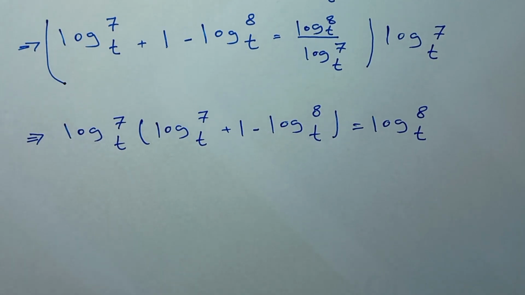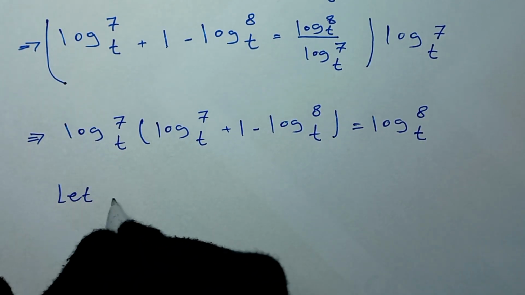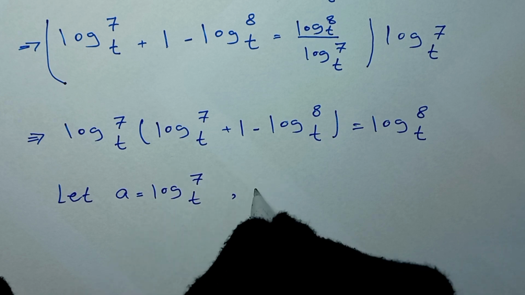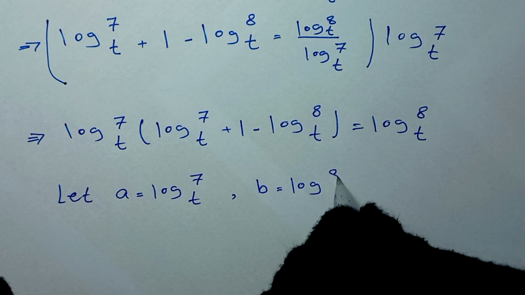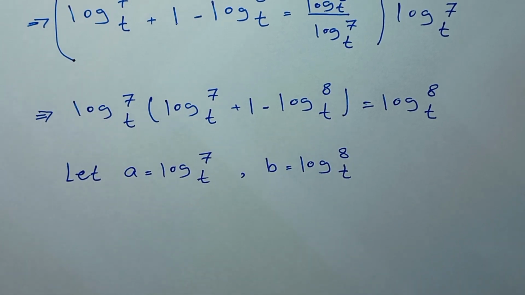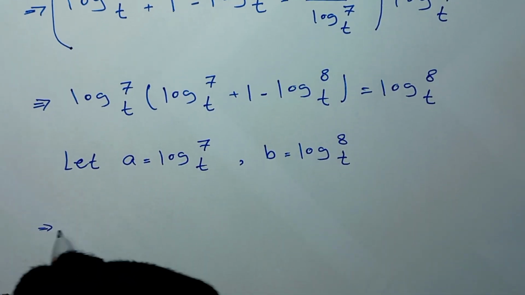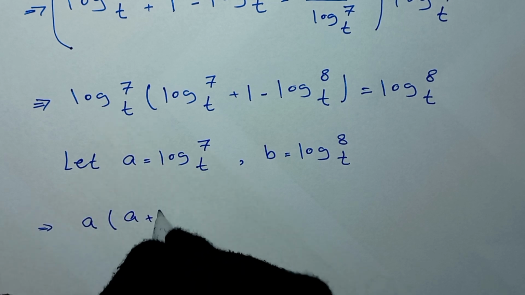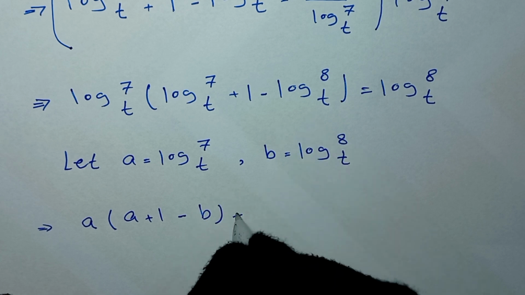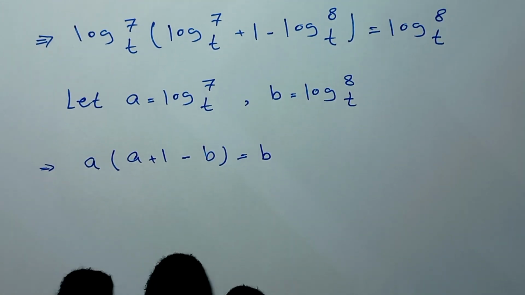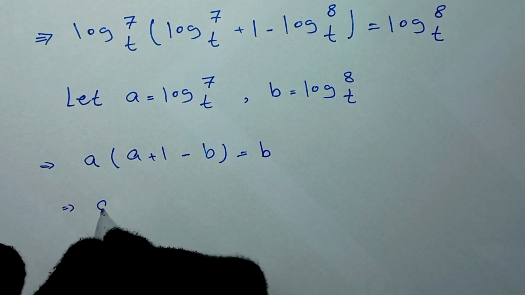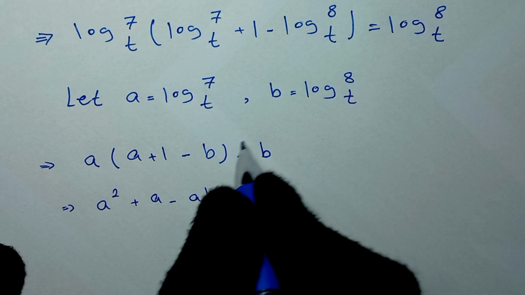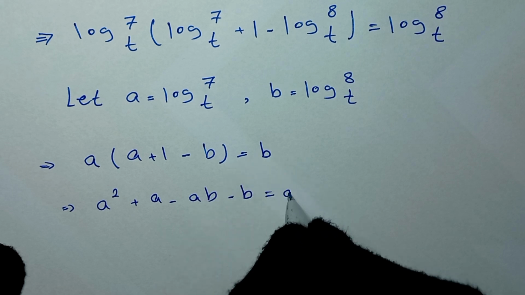And next step, we let a as log of 7 to base t and b as log of 8 to base t. So, we rewrite this equation and it will be a times, in here, a plus 1 minus this b is equal to b. And from here, it will be a square plus a minus ab, and we take this b to this side, it will be negative b is equal to 0.